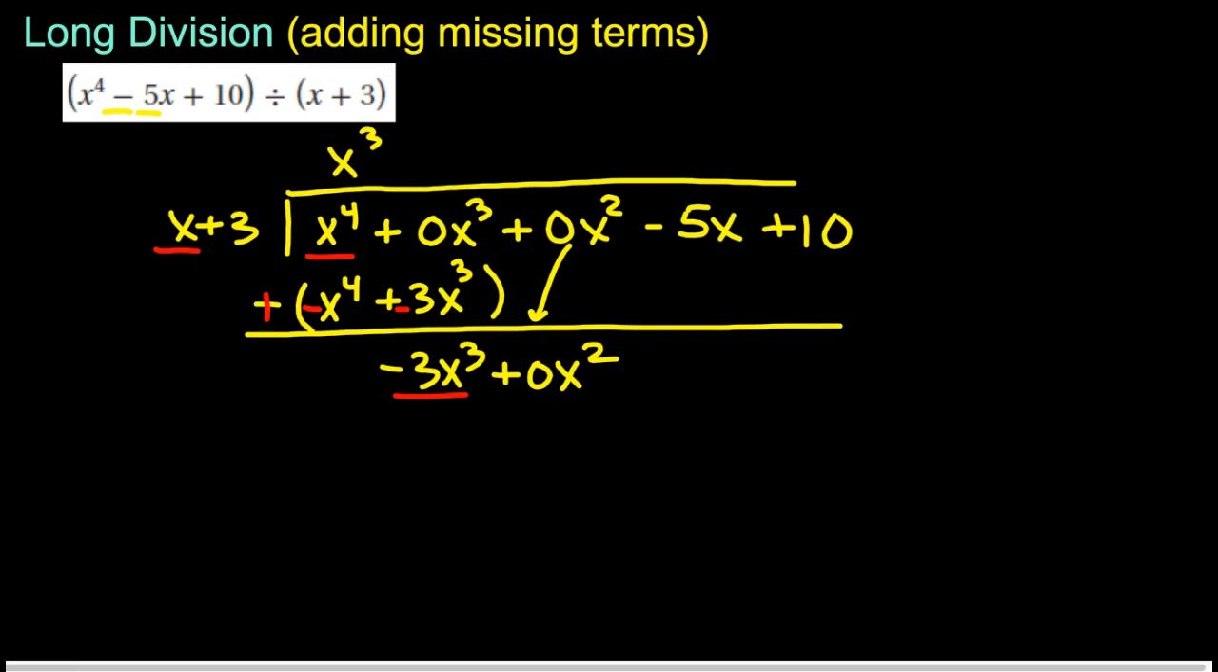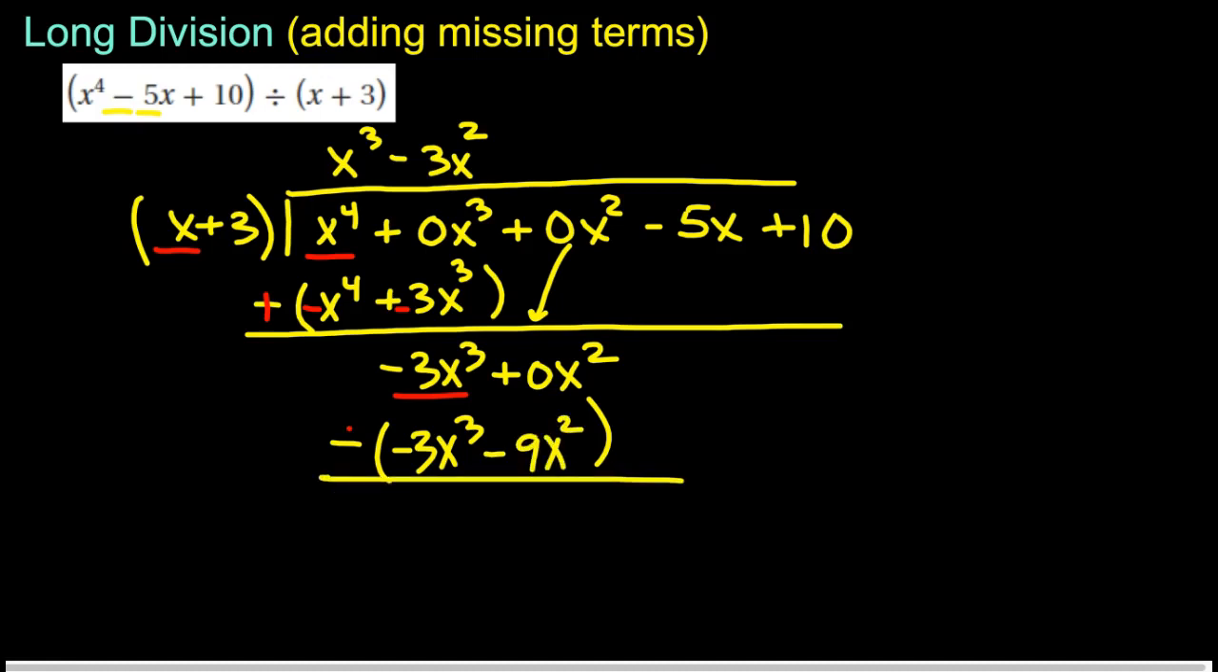Start the process over. X times what is negative 3x cubed? Negative 3x squared, right? Multiply negative 3x squared times the binomial here, x plus 3, and subtract it. So you've got to watch out for the negative. It's going to be negative 3x cubed. And look, these should be exactly the same, right above each other. So when you subtract them, they cancel out. So negative 3x squared times 3, I get negative 9x squared. Instead of subtracting, I'm going to change it to adding, change the opposites of both those. Those both become pluses, and I'm left now with 9x squared.